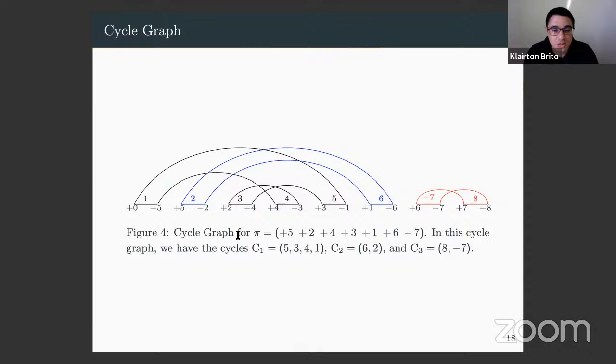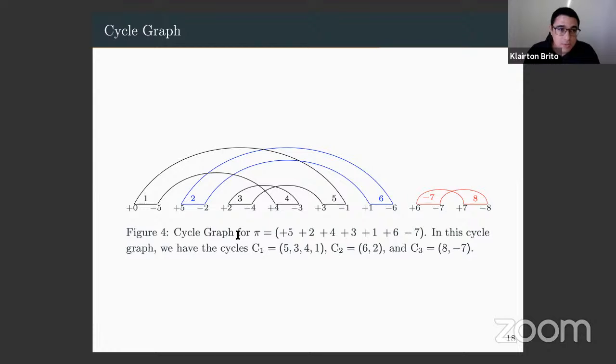So here we have an example of the cycle graph constructed using the permutation pi with values +5, +2, +4, +3, +1, +6, and -7. In this work, we draw the graph with the vertices on a horizontal line according to how they appear in the source permutation, the black edges on the horizontal line, and the gray edges forming arcs over the vertices. In this cycle graph, we have a total of 3 cycles distinguished by the colors black, blue, and red.